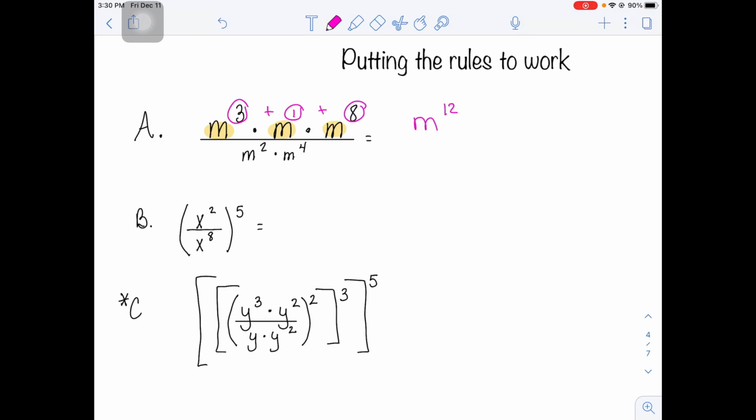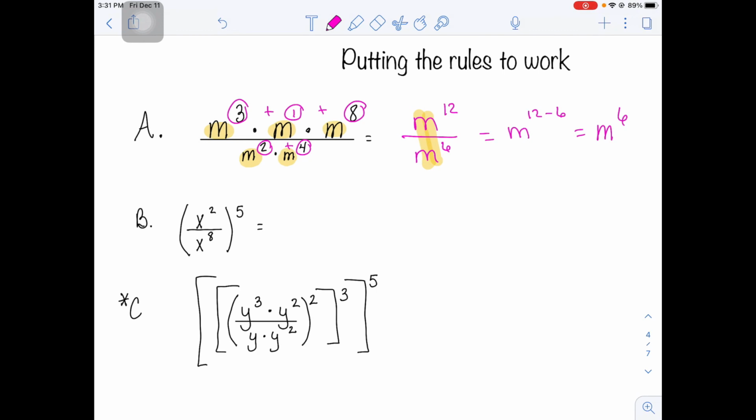Now we're going to look at our denominator. We still have a base of m and a base of m, so we get to keep that base, and we have 2 plus 4, because that's our product rule. So we have 6. Now when we look at it, we can use our quotient rule. We have the same base of m, and so we're going to keep that m, and we have 12 minus 6, because that's what our quotient rule tells us to do. So our final answer is m to the 6th power.